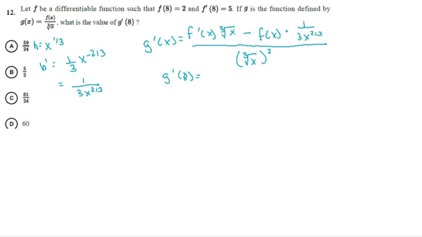All right, so we have f prime of 8 is 5 times the cube root of 8, minus f of 8 is 2 times 1/3 times 8 to the 2/3, all of that divided by cube root of 8 squared, which is 8 to the 2/3. All right, and I guess now I can point out, notice this is not a calculator question.